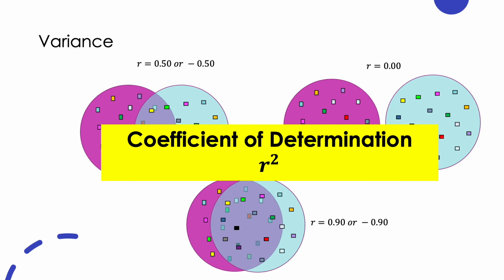So if the correlation is 0.50, the coefficient of determination is 0.25. And I can say that 25% of the variance overlaps. If the correlation is 0, there's no overlap. And if the correlation is 0.90, the overlap is 81%.